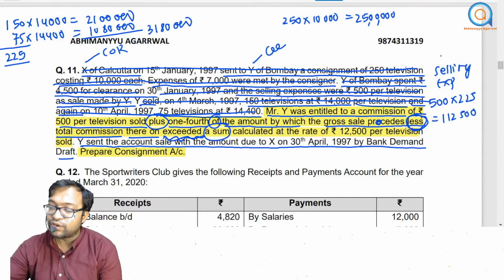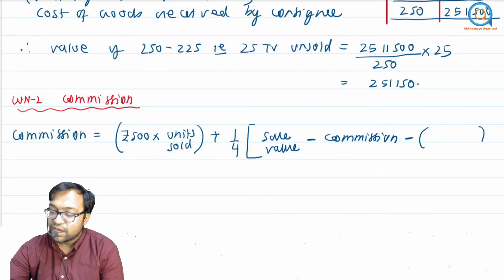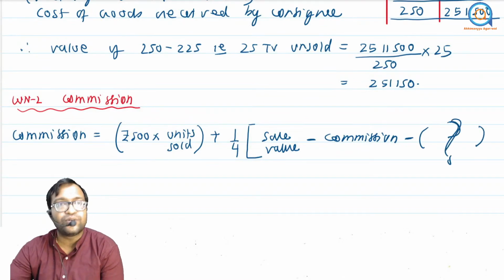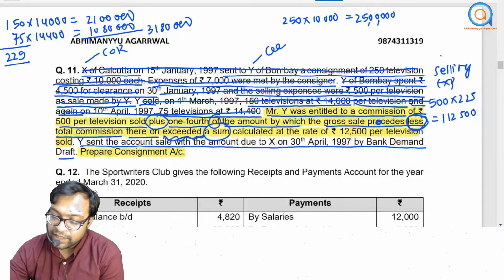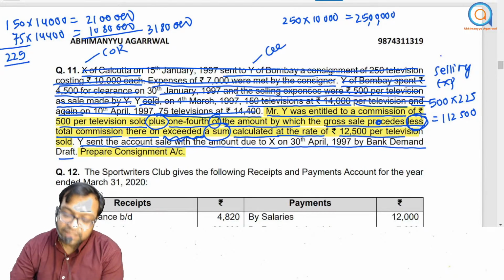A sum. Oh, from here you have to deduct a sum. What is that sum, sir? I don't know, I have to read. You have to deduct something, a sum. But how do you calculate the sum? They have said calculated. How are you calculating? At the rate of 12,500 per television sold.